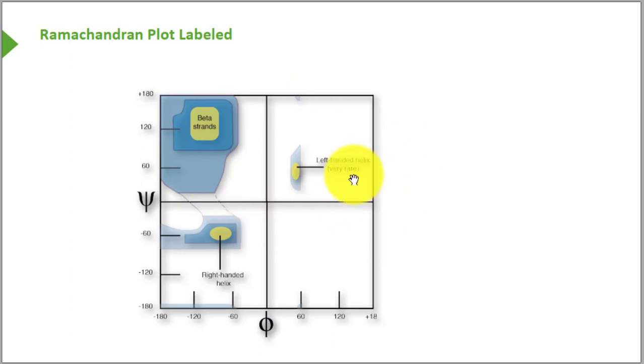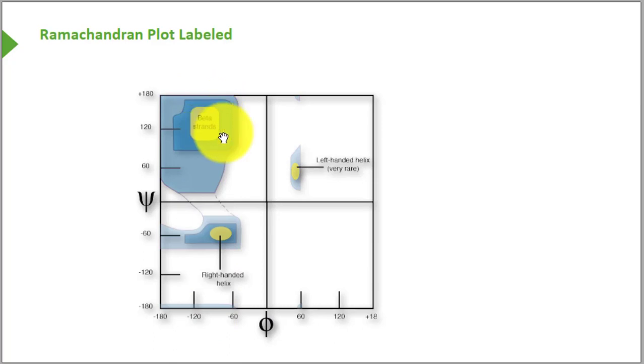So this is the basic of the Ramachandran plot. In the Ramachandran plot we are calculating the phi angle and we are calculating the psi angle as well. Okay, so if the value for the psi angle is like plus 120 and the value for the phi angle is minus 100, then it will form a beta sheet or beta strand.